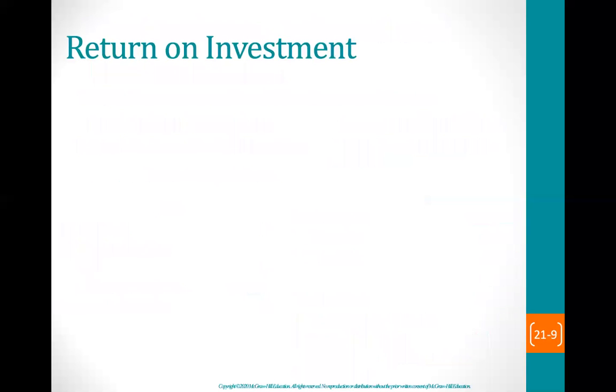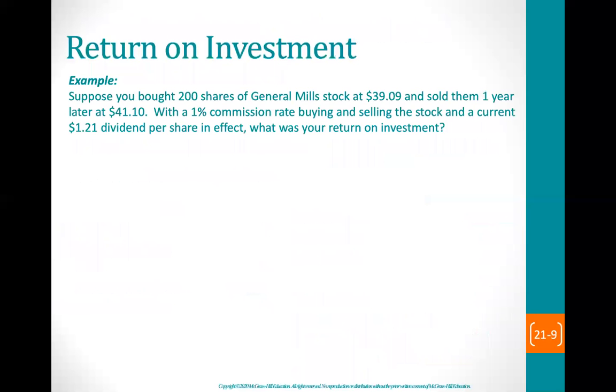Return on investment. What if you had bought a different stock than AT&T? What if you had bought General Mills? You bought 200 shares of General Mills stock at $39.09 and then sold them a year later for $41.10. If you had a 1% commission rate buying and selling the stock and a current $1.21 dividend per share in effect, what was your return on investment?